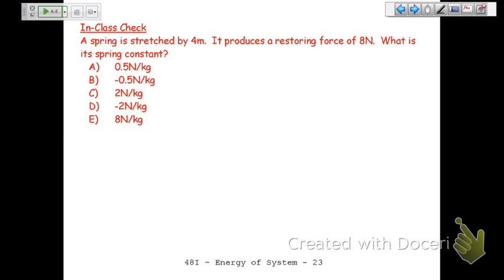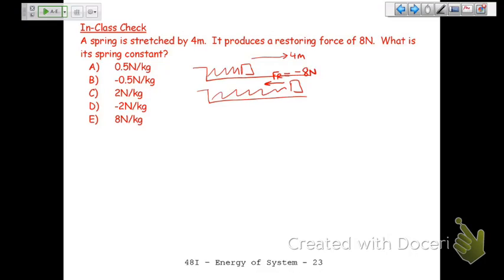So in this case, the spring is stretched by 4 meters. Let's visualize. So here's my spring. There it is initially. There it is, and that is 4 meters. I'm drawing it to the right. It produces a restoring force, so there's my F_R equals, I'm going to put it as minus 8 newtons because it's pointing to the left. What is the spring constant?